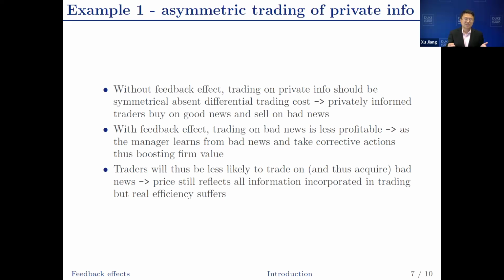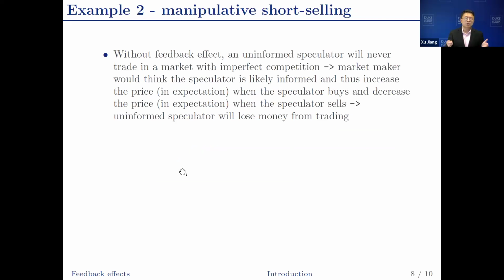In this case, price is still efficient. You have less acquisition of bad news, there's less bad news in prices, and price reflects that. But real efficiency is going to suffer because there is less bad news incorporated into prices that can be learned by the manager. We're going to learn about this in lesson 3. In lesson 4, we're going to talk about what we call manipulative short selling.